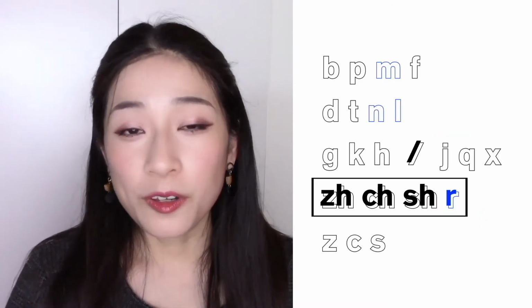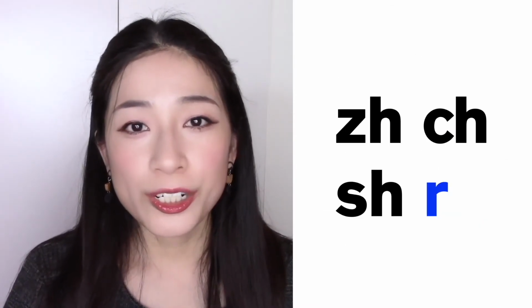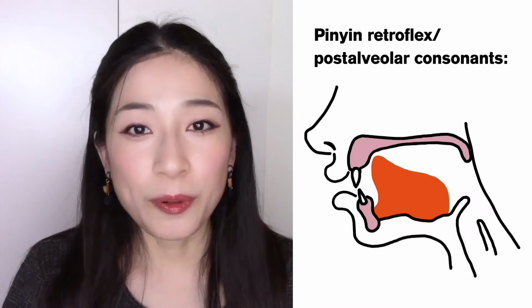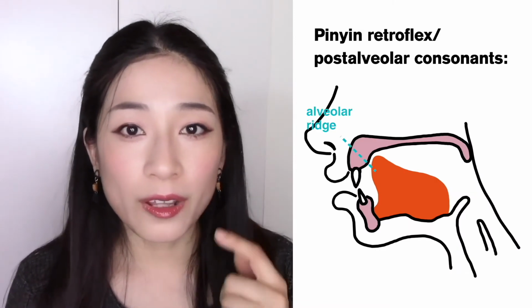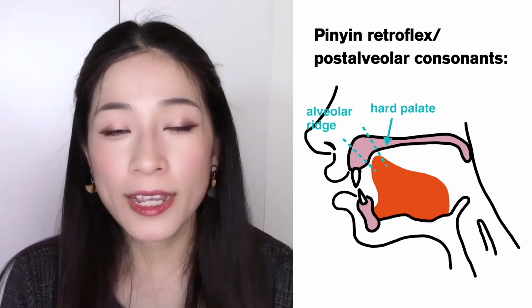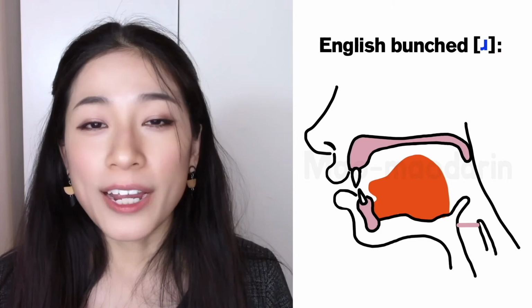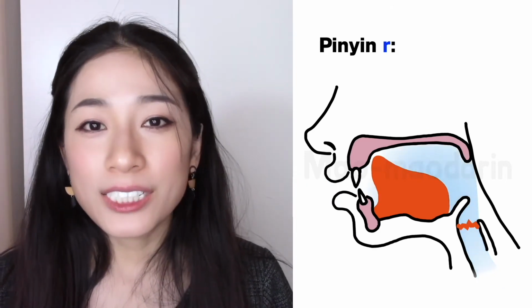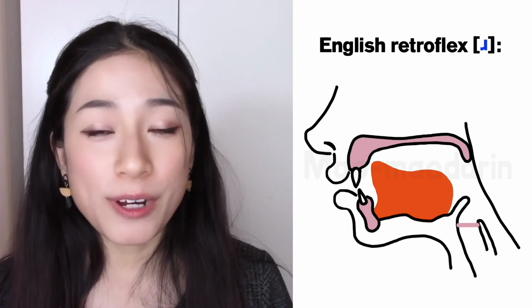Now let's move on to our last group. They are retroflex or post-alveolar consonants and are produced between the alveolar ridge and the hard palate. Let's start with r, and this is our last voiced consonant in Pinyin. There are two ways to pronounce this sound in American English. The bunched and the retroflex.